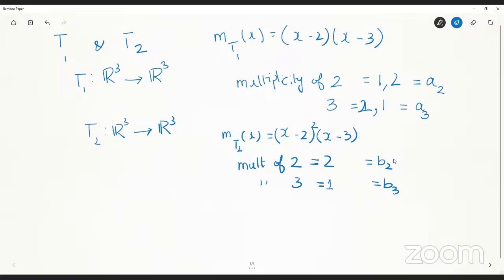Sir, B2 is equal to 2, how, sir? So this is the minimal polynomial, right? If you write the Jordan canonical form, then it will have... So the Jordan canonical form for T2 will be what?